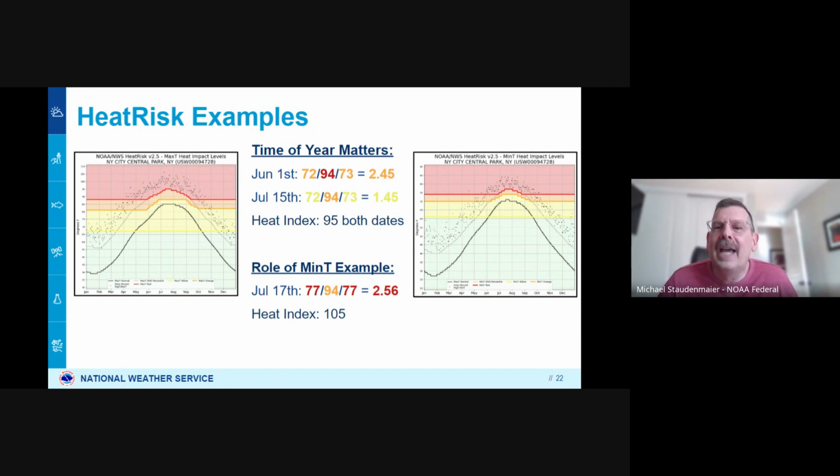However, using those exact same values, again, same heat index value as well, in the middle of July results in a yellow 24-hour heat risk value of 1.45, which essentially is indicating that these temperatures aren't really that unusual for this time of the year in that location. So you can see that heat risk takes time of year into consideration to place the heat that's observed into climatological context. Now let's look at how the role of humidity can be roughly accounted for in the approach.